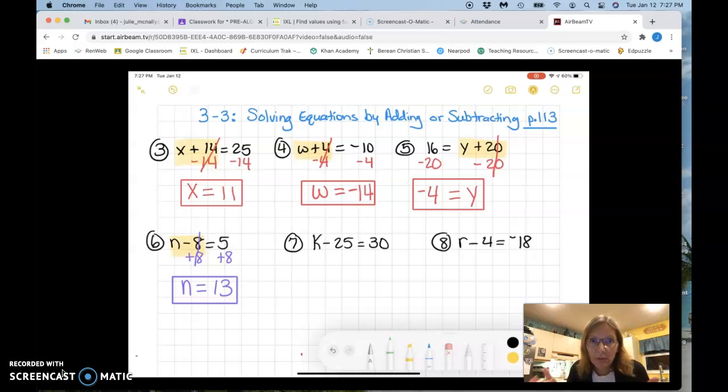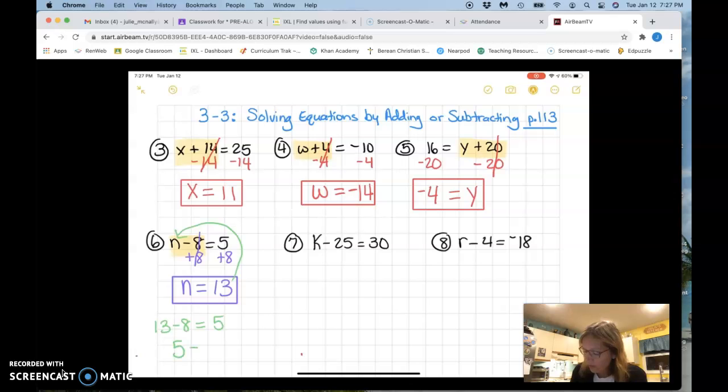And you can always check your work by putting in what you got back into the equation and see if both sides balance or equal each other. So let's try that on this one. I'm going to put the 13 back in where we started at the end. So I get 13 minus 8 equals 5. And then what is 13 minus 8? It's 5. So I got 5 equals 5, which means I did it right, okay? If you don't get the two sides equaling each other, then you made a mistake somewhere.